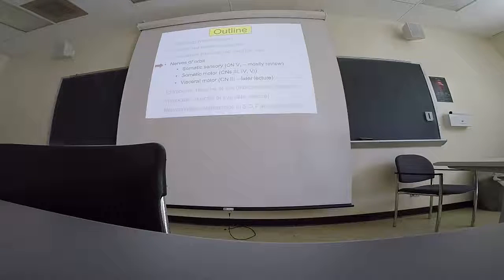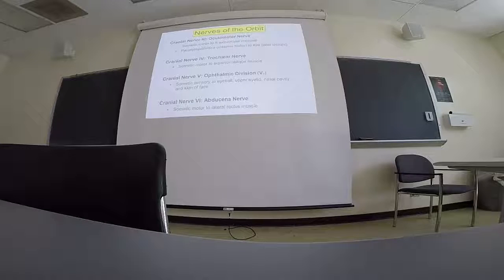So the nerves of the orbit. I'm going to talk about everyone's favorite cranial nerve, the trigeminal nerve, just the V1 branch. And then I'm going to talk about these much smaller cranial nerves, 3, 4, and 6. Although I'm really not going to focus on the parasympathetic part of the oculomotor today. We'll do that in a later lecture.